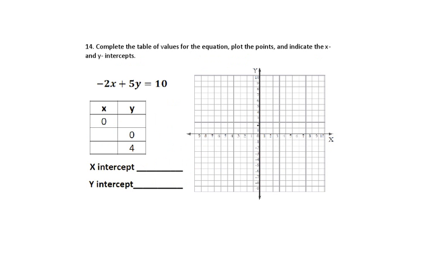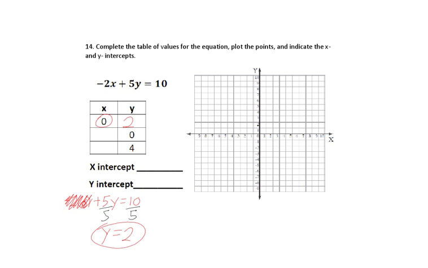Okay, so for question 14, they'd like us to complete the table, identify who's the x-intercept and who's the y-intercept, and plot the points. So, one thing at a time. First, I see under x, there's a 0. So let's replace x with 0 and see what happens. So you have negative 2 times 0 plus 5y equals 10. I love 0 because 2 times 0 is 0, so it really just goes away. So for 5y equals 10, we just have to divide by 5, and what you get is y equals 2.